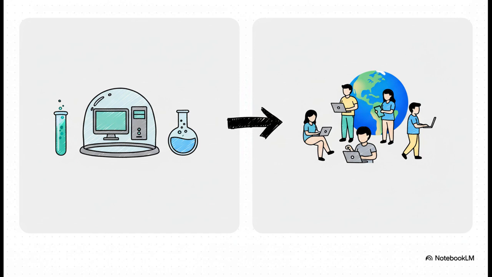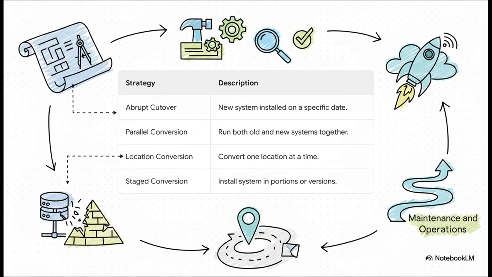So how do you actually switch the thing on? Well, the team has to pick from four main strategies. An abrupt cutover is exactly what it sounds like. It's the high-risk, rip-the-band-aid-off approach. Parallel conversion is much safer. You run both the old and new systems at the same time, but boy, is it expensive. You could also do a location conversion, rolling it out one office at a time, or install it in manageable chunks with a staged conversion. Each choice is a trade-off between risk, cost, and control, and the right answer really depends on the business's needs.